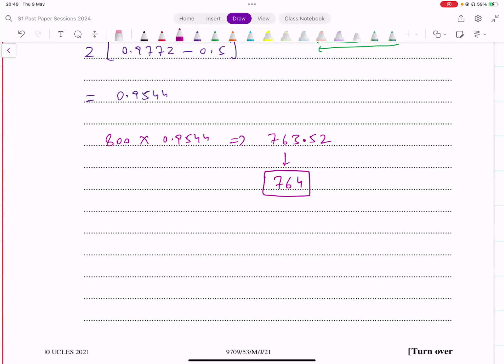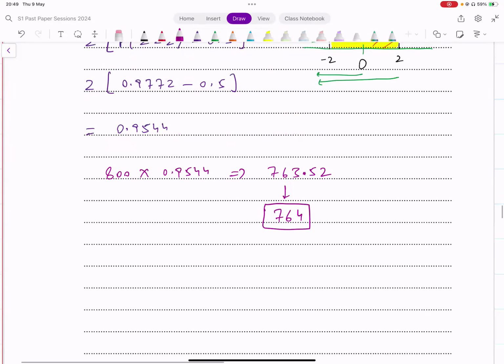Okay? Makes sense? All right, that's what we were looking for, right? This is the probability that we wanted to find. This is the expected number that we wanted to find.